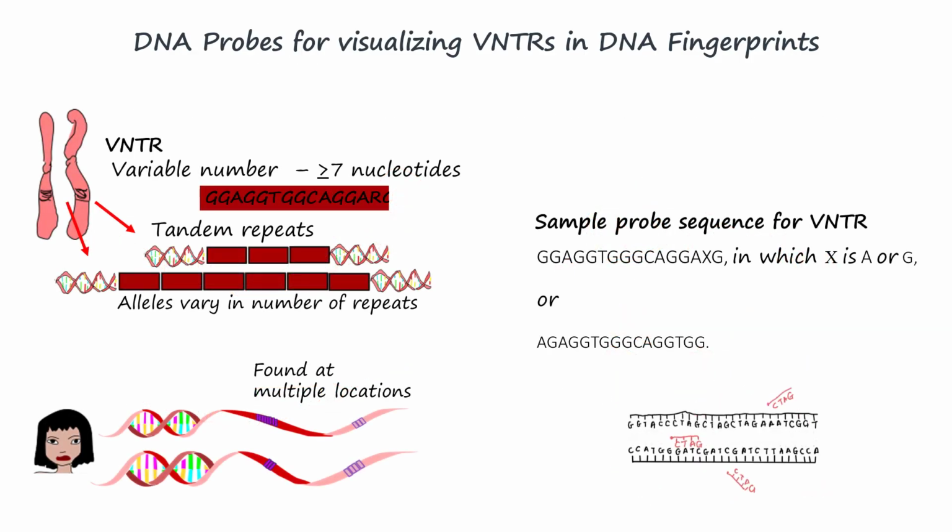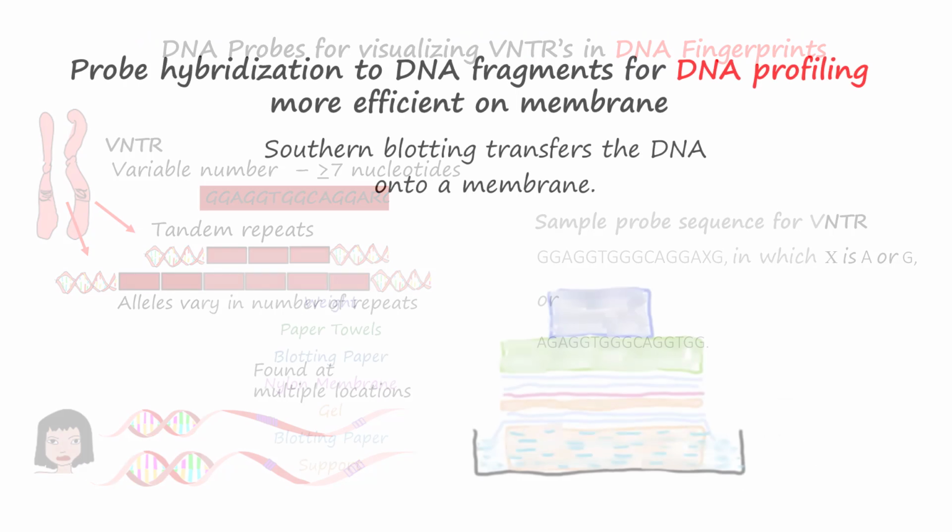Alec Jeffreys used probes to the variable number of tandem repeat loci, as VNTRs have many loci and many alleles per locus. VNTRs are 6 to 100 base pair units repeated up to thousands of times tandemly. Here are two examples of probe sequences for VNTR loci that have been used. GGA-GGT-GG-GCA-GGA-XG, in which X is A or G, or AGA-GGT-GGG-CA-GGT-GG.